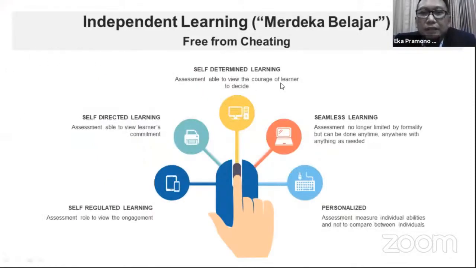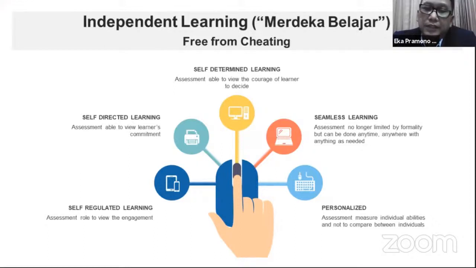Now, independent learning, known as Merdeka Belajar in Bahasa Indonesia, has some parts. There is self-regulated learning, where assessment's role is to view the engagement of the learning participants. Second, self-directed learning, where assessment is able to view learners' commitment. And third, self-determined learning, where assessment is able to view the courage of the learner to make decisions during their learning period.